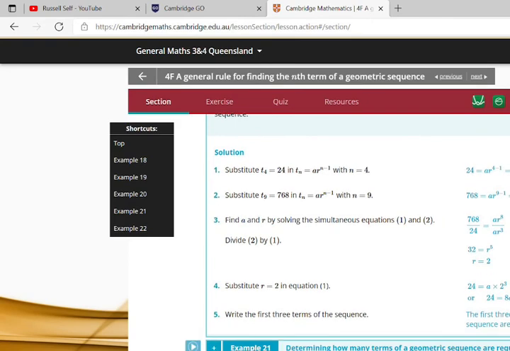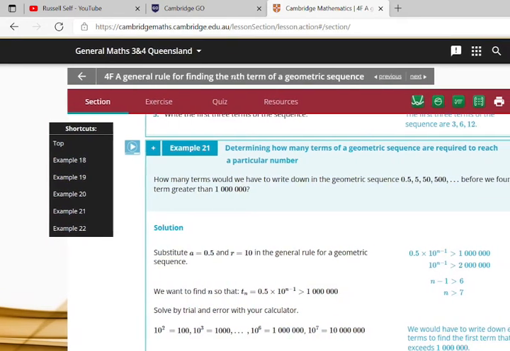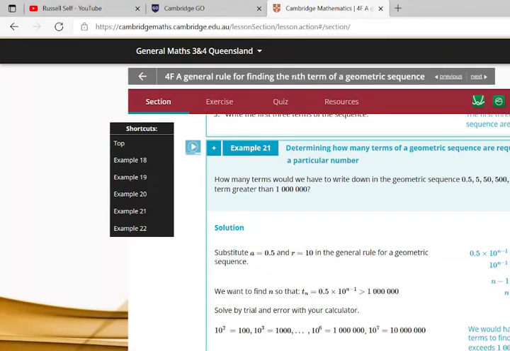Let's see. The next example, they want to see how long it takes to get to a certain number. Now, this one is really more about just using your calculator and doing some guessing. You're just going to be doing some trial and error for this. So how many terms do we have to write down in the geometric sequence before we find a term greater than 1 million?